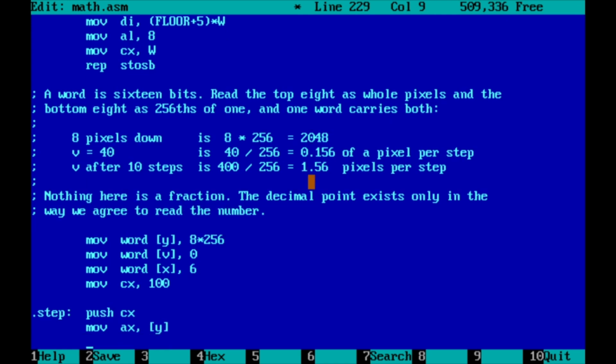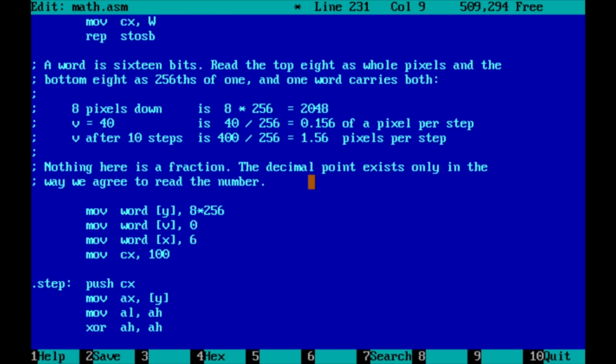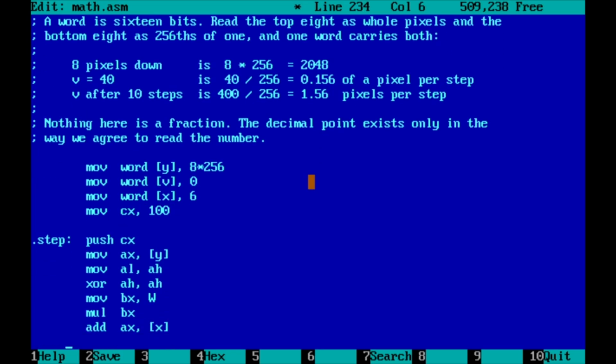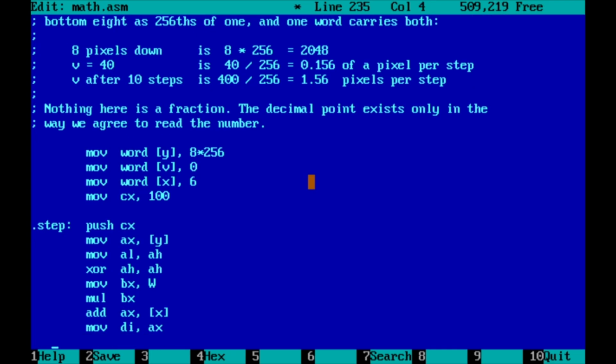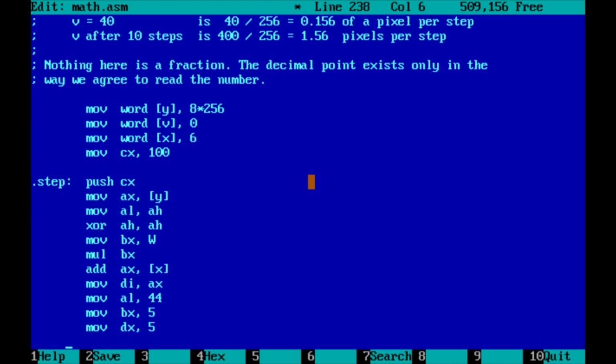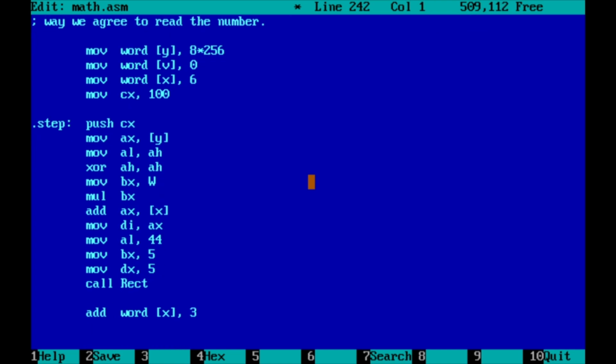And here is the whole of fixed point. To get the pixel, take the top byte. That is it. A shift of 8 is just reading the other half of the word. Sideways, the same 3 pixels every step, forever. Nothing accelerates it and nothing slows it down.